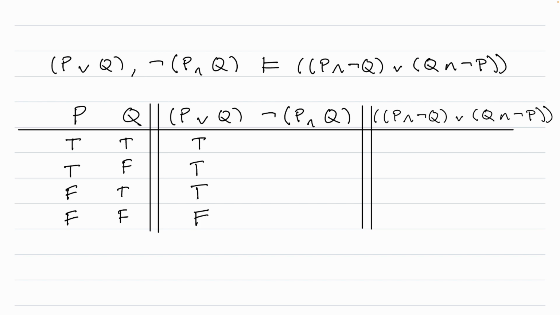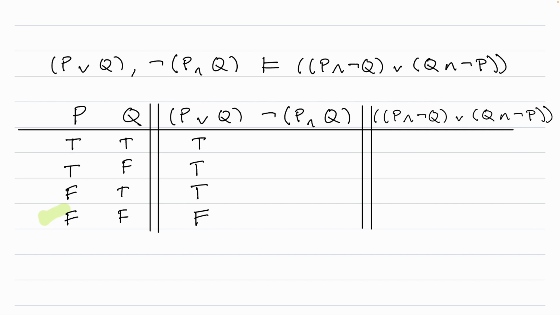Notice that the premise P or Q is false on the last line. So we can already conclude that that line of the table cannot be a bad line. That is, it can't be a line where both premises are true and the conclusion is false simply because the first premise is not true on that line. Since we already know that the last line is not a bad line, we can just ignore that line from this point forward.